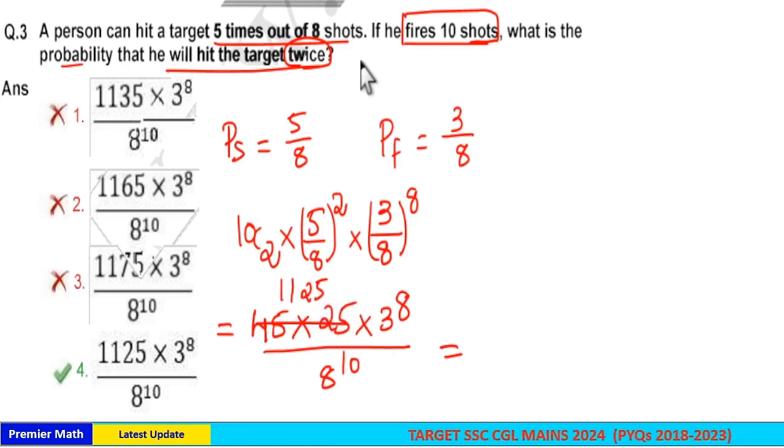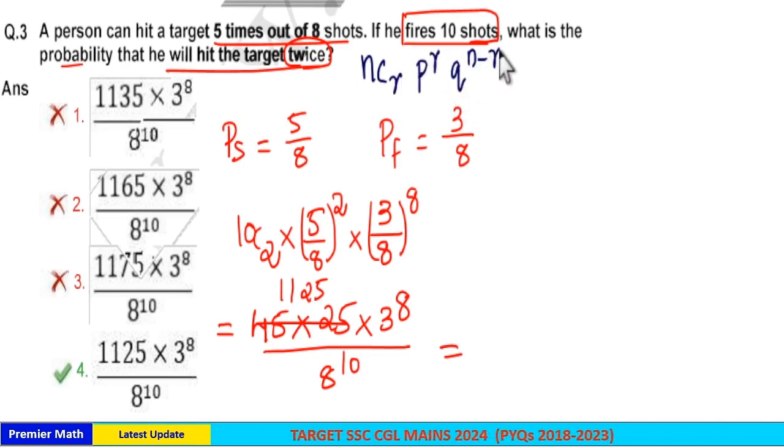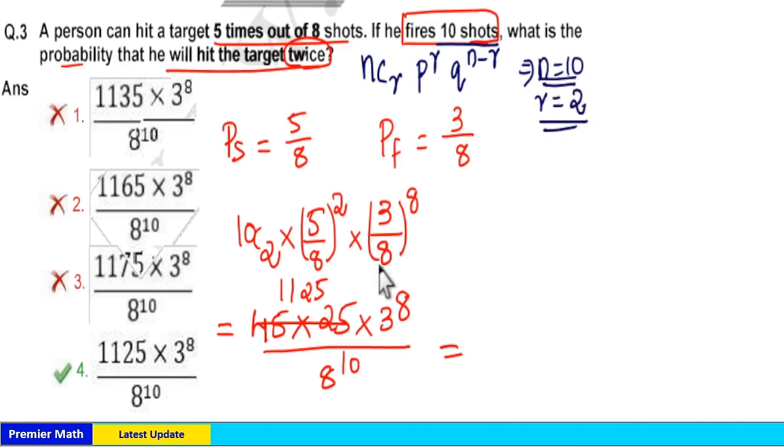Here the formula is nCr into p raised to r into q raised to n minus r. Here n is equal to 10, that is, you are firing 10 shots. Out of these 10, you should hit the target 2 times. So r is equal to 2. n is equal to 10 and r is equal to 2. And here p raised to r means probability of success and q raised to n minus r means probability of failure. So this is the formula.